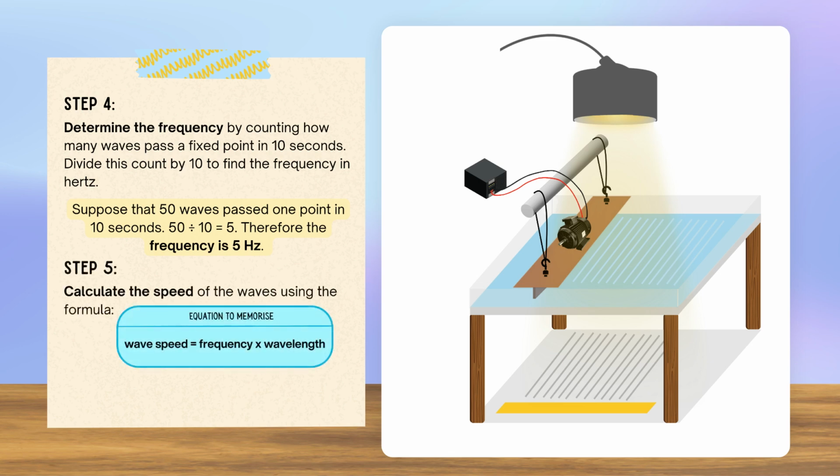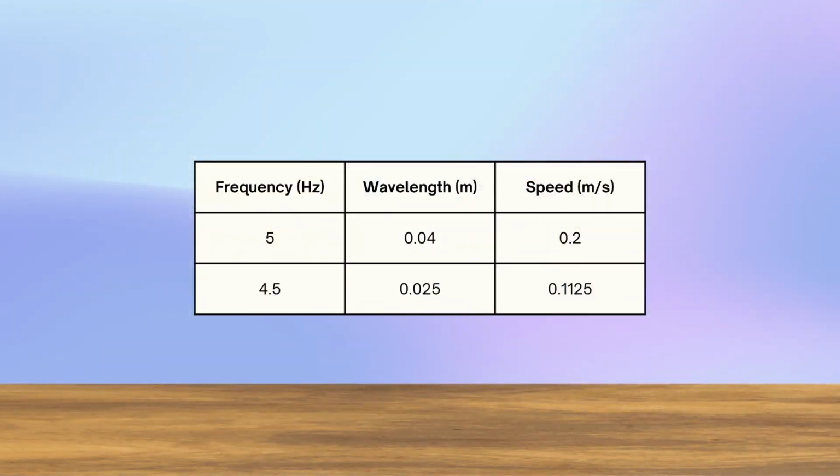Finally, calculate the speed of the waves using the formula. Wave speed equals frequency times wavelength. For example, if the frequency is 5 Hz and the wavelength distance is 0.04 meters, then the wave speed will be 5 times 0.04, which equals 0.2 meters per second. Your data might look as follows. Now we can move on to the next experiment.